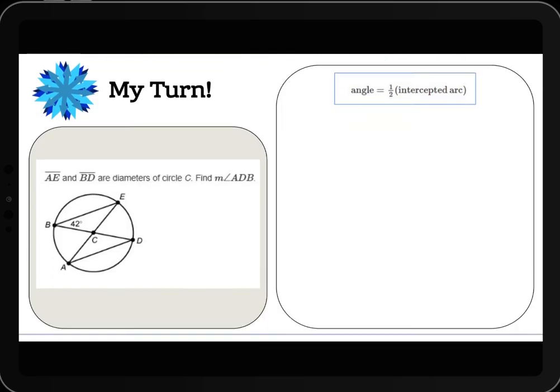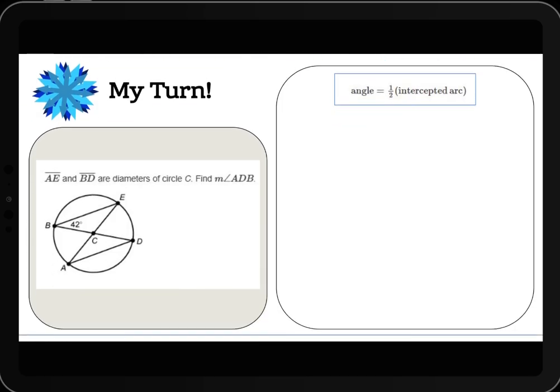Now let's take a look at another example here. So there's actually quite a bit of things that are happening here, and I just want to point out a few things. AE and BD are identified as diameters of the problem, so I'm going to highlight that. So AE is a diameter and BD is a diameter of the circle. Those are chords as well, by the way. We are tasked with finding the measure of ADB. I'm going to use red here to emphasize that that is this angle right here.